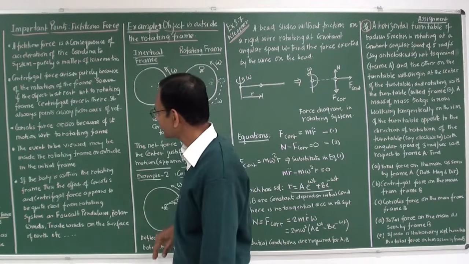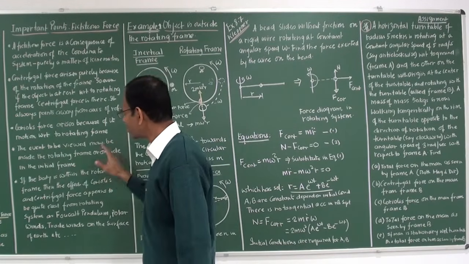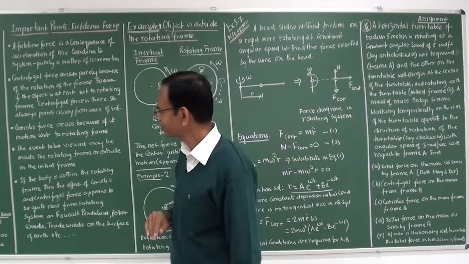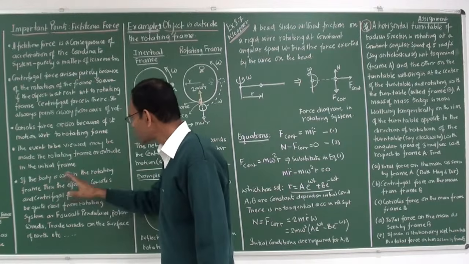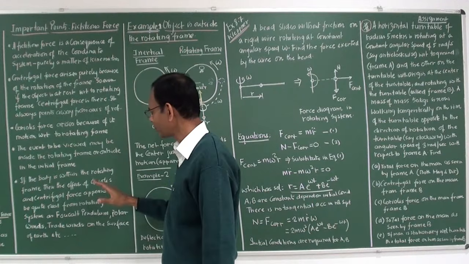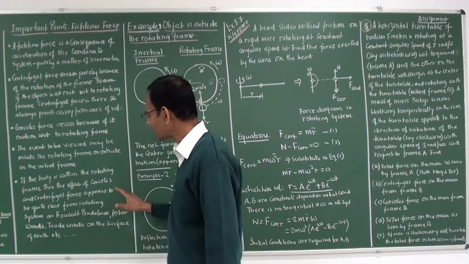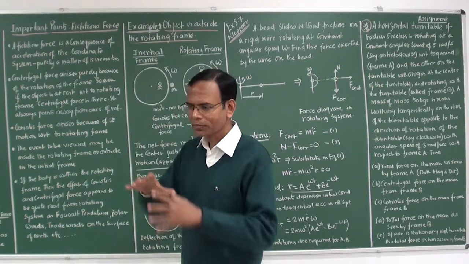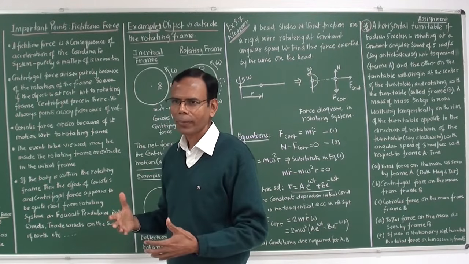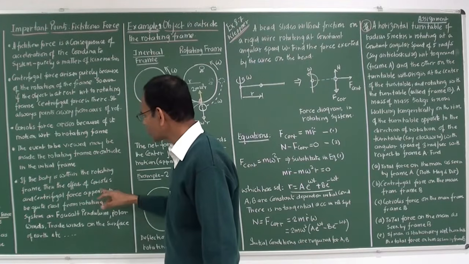That also we discussed. The event to be viewed may be inside the rotating frame or outside in the inertial system. If the body is within the rotating frame, then the effect of Coriolis and centrifugal force appears to be quite real. That means, suppose Earth as a system, something is happening within the Earth, then it appears to be real.